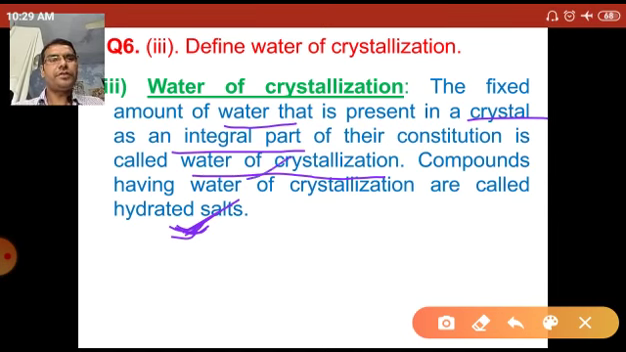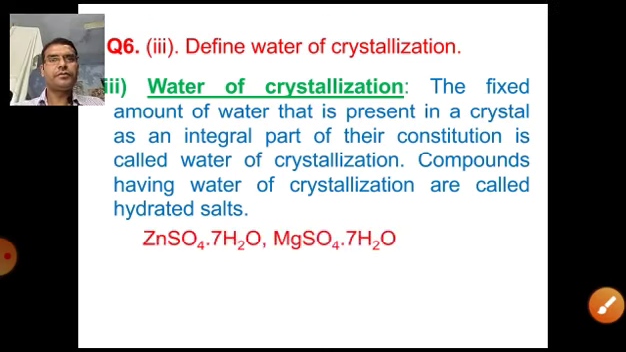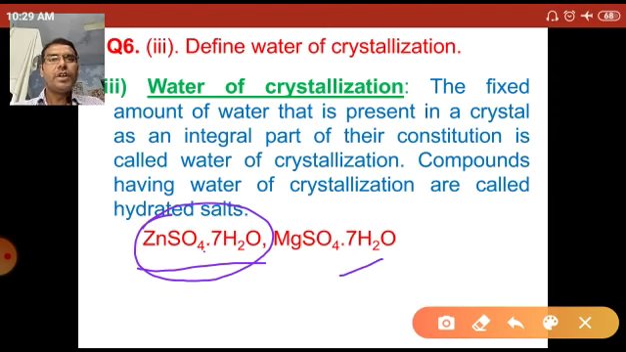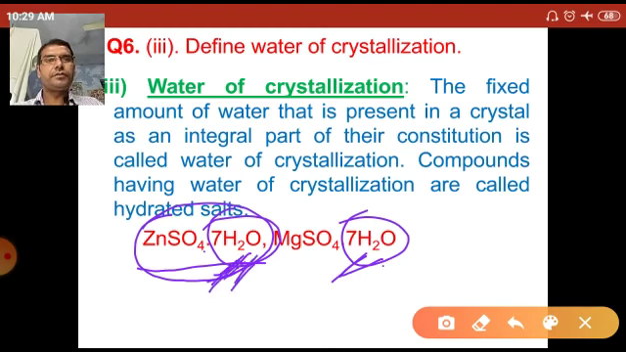So the fixed amount of water present in a crystal as an integral part of its constitution is called the water of crystallization. As for example, zinc sulfate .7H2O, white vitriol, it is also called white vitriol. Magnesium sulfate .7H2O, Epsom salt. So these salts have water in the form of a crystal, a fixed amount of water present in this crystal. This water molecule present in the salt as a form of the crystal is called the water of crystallization.